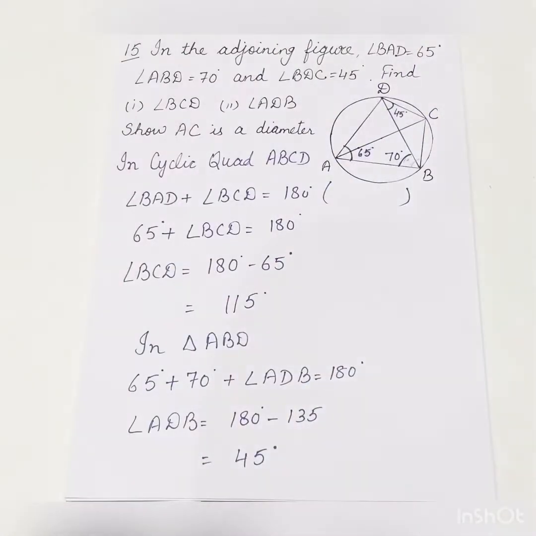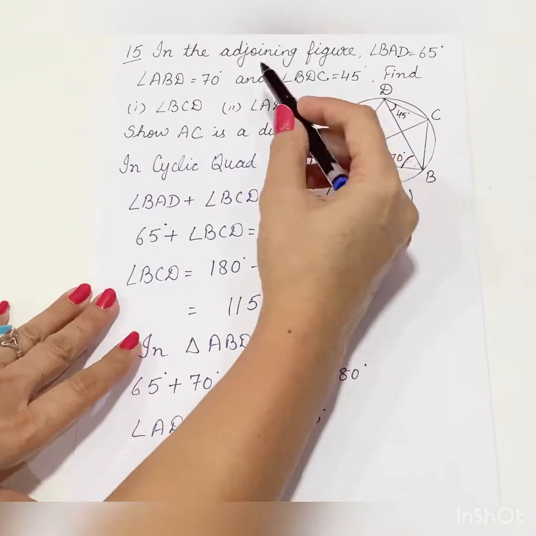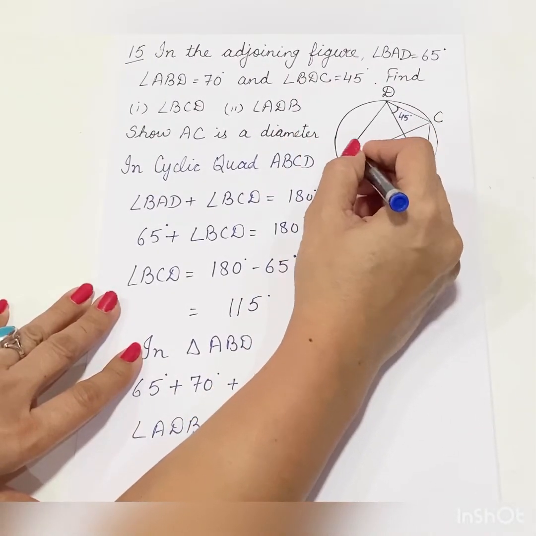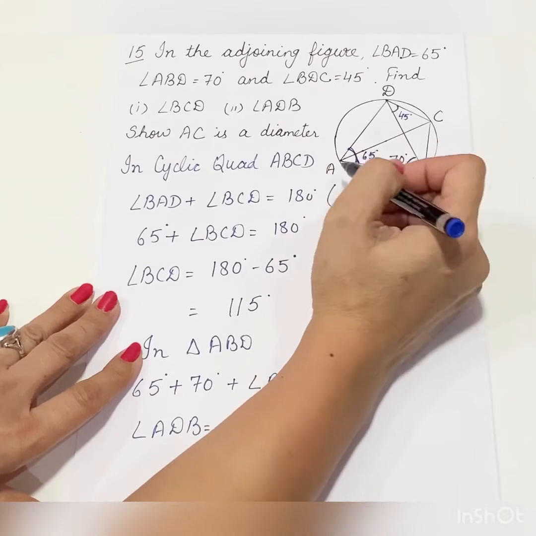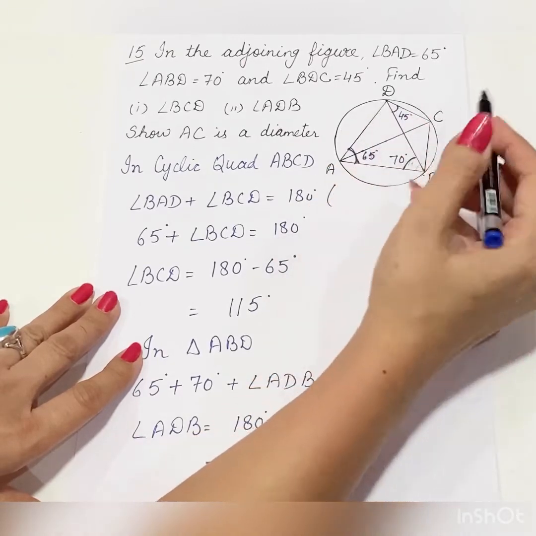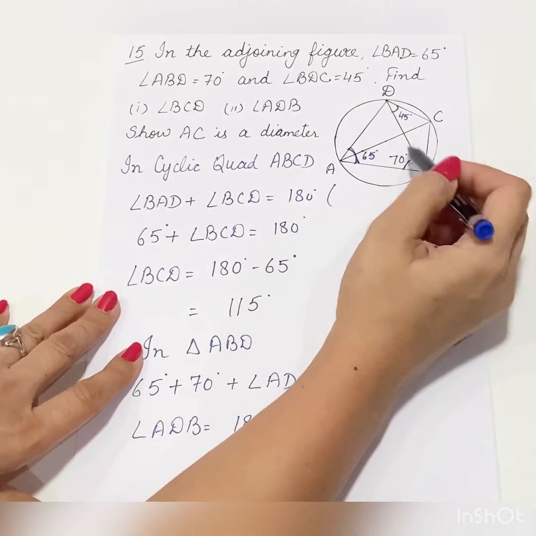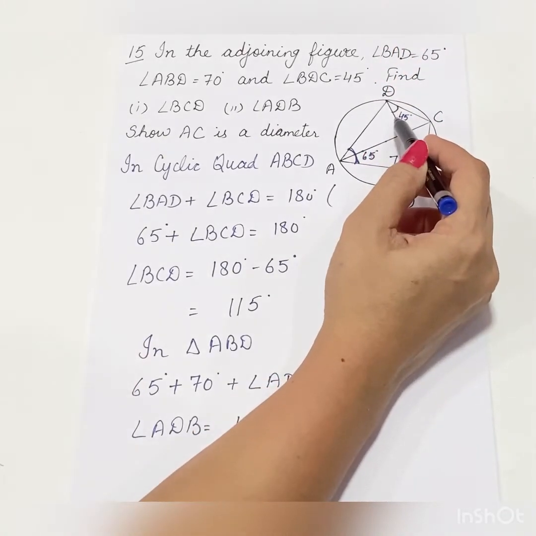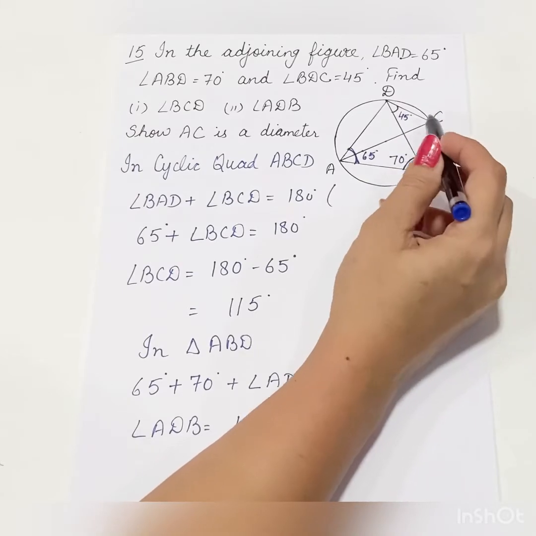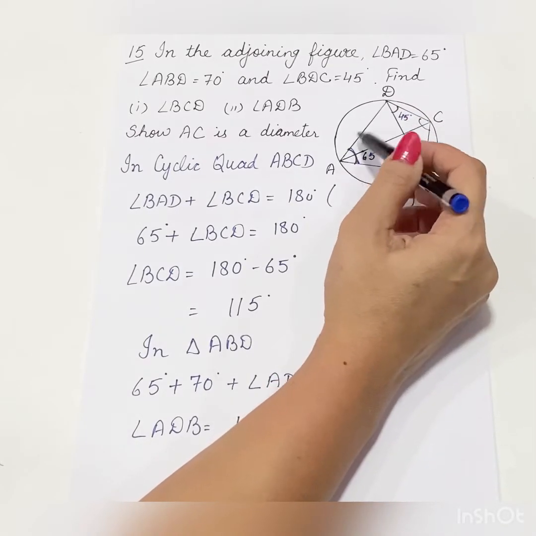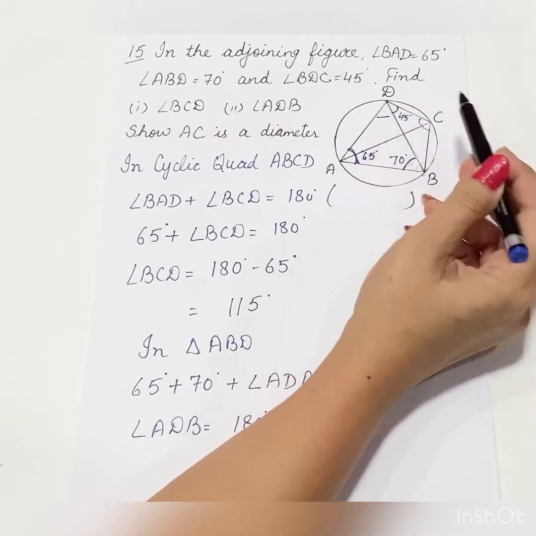Next, question number 15. In the adjoining figure, this is the figure, angle BAD, this angle is equal to 65 degrees. Angle ABD is equal to 70 degrees. This is 70 degrees. And angle BDC is equal to 45 degrees. Find angle BCD. This complete angle we have to calculate. And angle ADB. This angle we have to calculate.